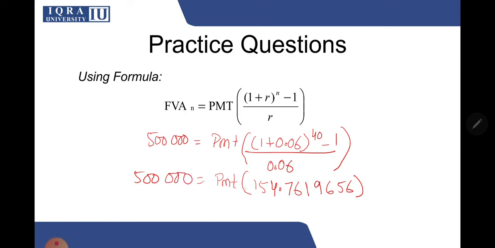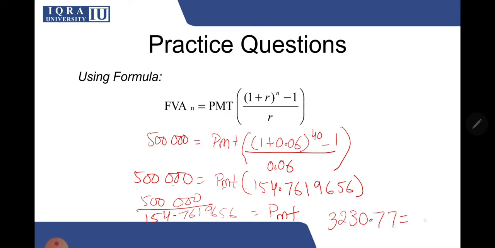Now this is multiplying by this PMT over here. We want to find out the PMT, so we're going to keep PMT over here, and we can shift this to the other side. Over here it's multiplying, on the other side it will go into division. So 500,000 divided by 154.7619656. If you solve this, your PMT is coming 3230.77. So this is the annual payment that you will have to make.